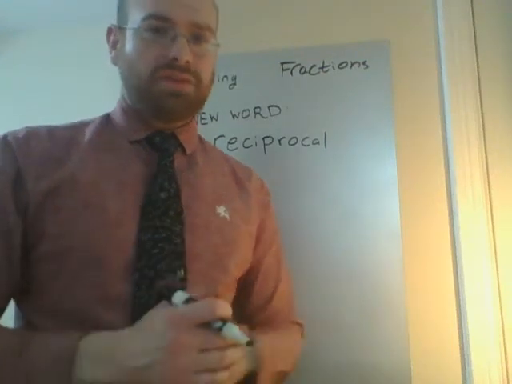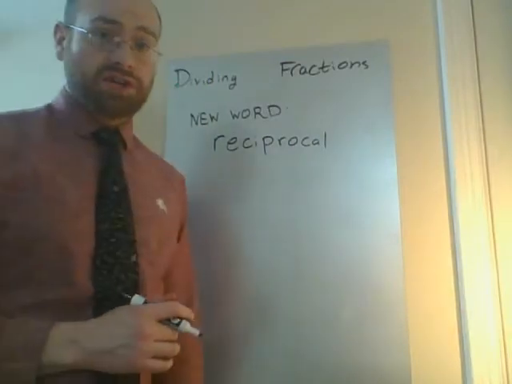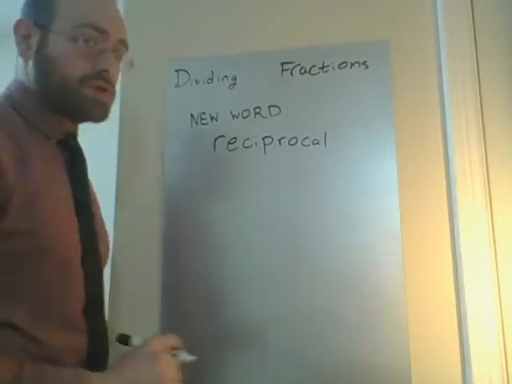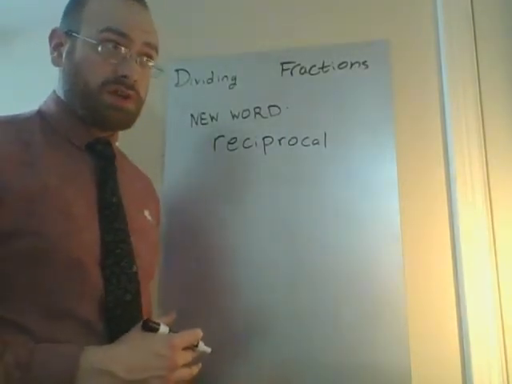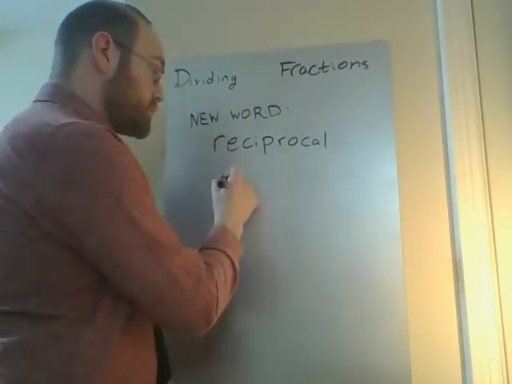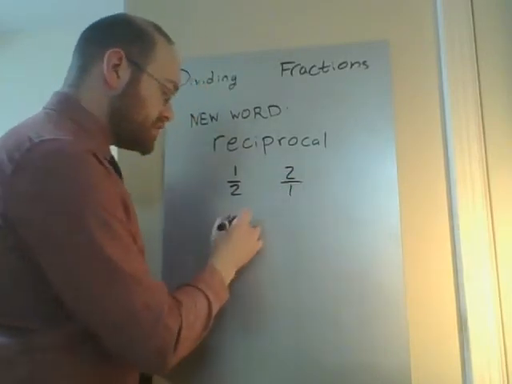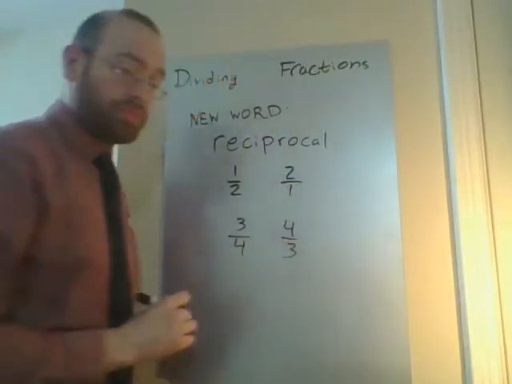This is our last video about fractions, and we're going to be talking about dividing fractions. So let's look at this. We have a new word called the reciprocal. And so the reciprocal of one fraction flips the numerator and the denominator. So the reciprocal of 1/2 is 2/1. The reciprocal of 3/4 is 4/3.